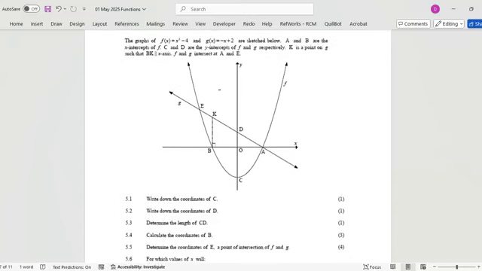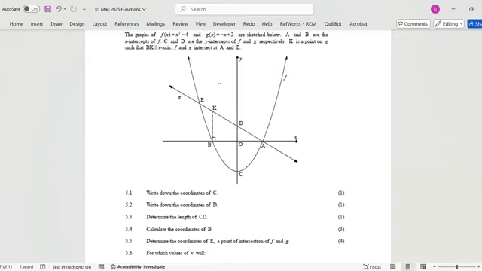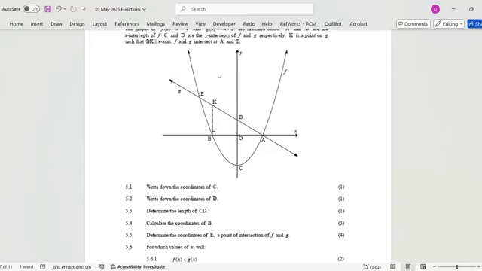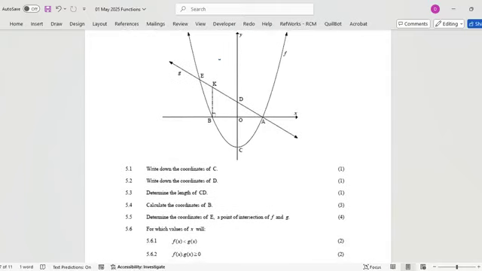If you're going to try, f of x is x squared minus 4. g of x is negative x plus 2. So you guys can do those questions there at your own practice time, and then ask for help from whoever you'll be asking help from.